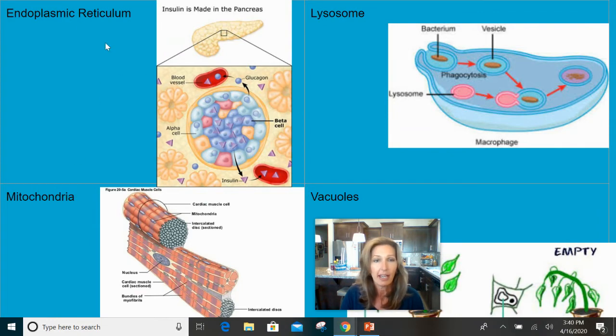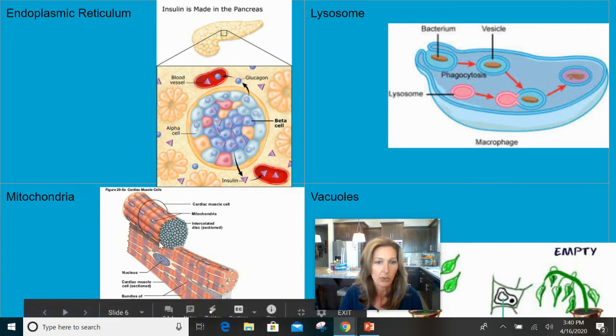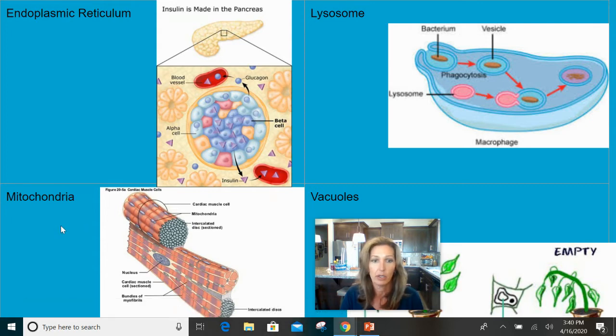So if I have a cell, like here in my pancreas, the beta cells of the pancreas, they produce insulin. Insulin's a protein. So I would expect to have a lot of structures that are designed for making massive amounts of a protein. So I'm going to expect to see high amounts of rough ER in those beta cells of my pancreas. Now, we know that muscle cells require a lot of energy. So here I've got a picture of cardiac muscle fibers, and these cardiac muscle fibers are going to have high amounts of mitochondria in order to generate high amounts of ATP.